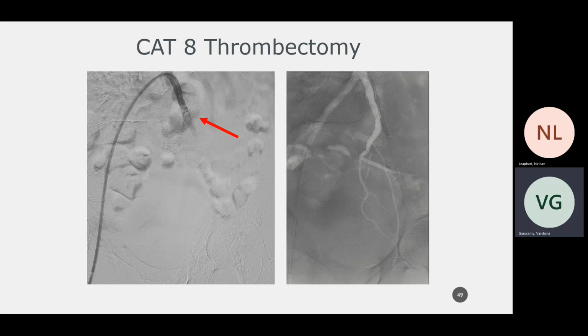So we went ahead and put in a larger catheter, which is a 12 French catheter. We put this in over a wire, and this is the Cat 12. This is a 12 French catheter.